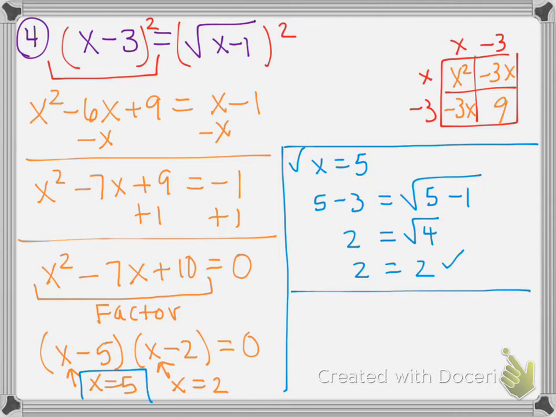The second solution we should check is x equals 2. So again, I'm going to substitute the 2 into the original problem. The left is 2 minus 3, and then the square root of 2 minus 1. So 2 minus 3 is negative 1. 2 minus 1 is 1. The square root of 1 is 1, which does not equal negative 1. So x equals 2 is not a solution. So x equals 5 is the only answer here.